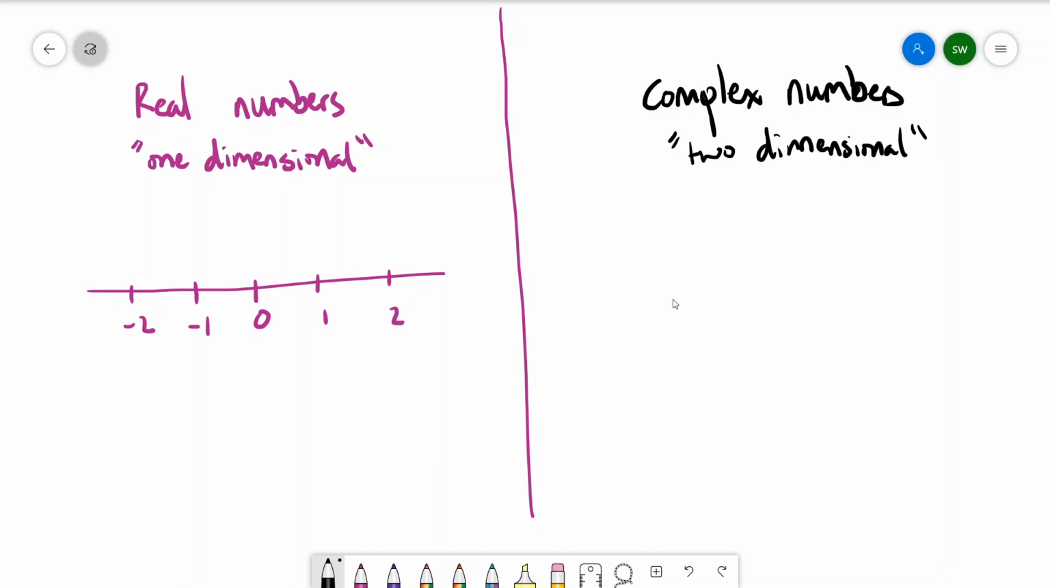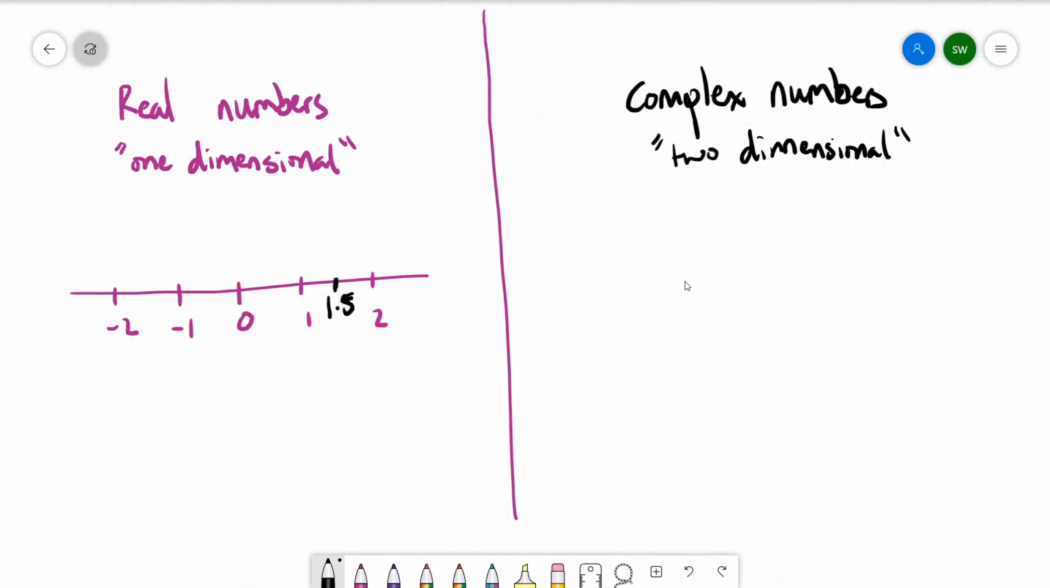Here we've got a number line, and if I wanted to place the real number 1.5, I would know that I would put that there on the number line in between 1 and 2. And because of this, these real numbers are called one-dimensional. You can think about them as being one-dimensional because you can place them on this one-dimensional number line. Complex numbers are really useful because they are two-dimensional.